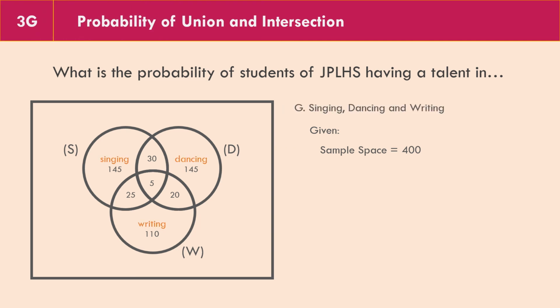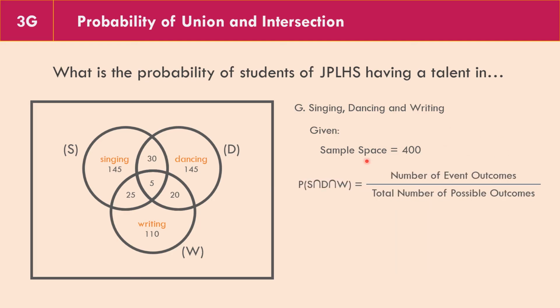How about letter G? What is the probability of students of JPLHS having a talent in singing, dancing, and writing? The formula is equal to number of event outcomes all over total number of possible outcomes. So, saan ba nag-intersect yung mga bata na singing, dancing, and then writing? So, the answer is equal to 5 out of 400. So, it means the probability of singing, dancing, and writing is equal to 1 over 80, because 5 divided by 5 is 1, and 400 divided by 5, the answer is equal to 80.